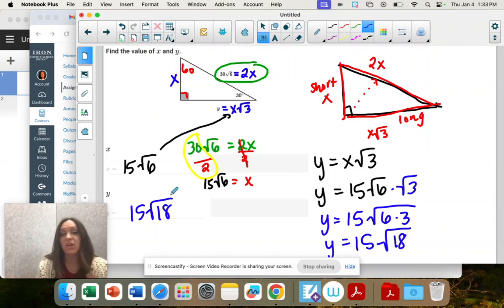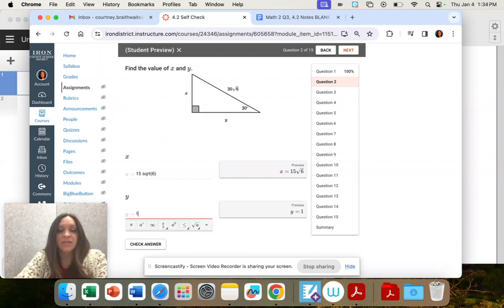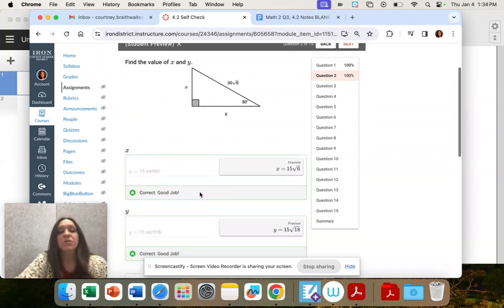And we're leaving all of these as square roots because it doesn't say round to a decimal. We're keeping our answers very exact here. So 15 square root of 6, 15 square root of 18 would be our answers.